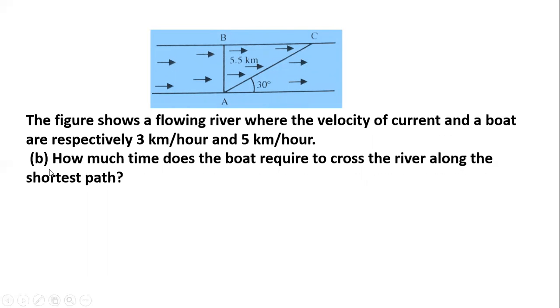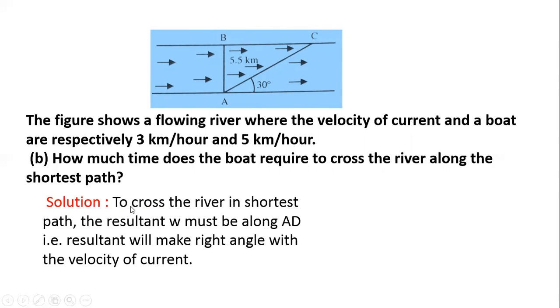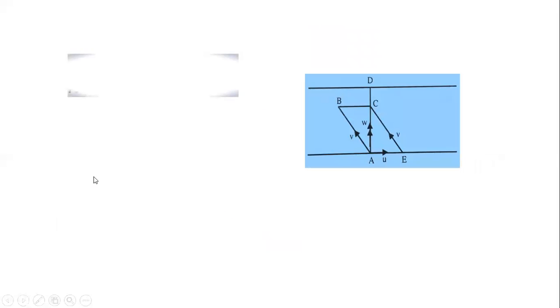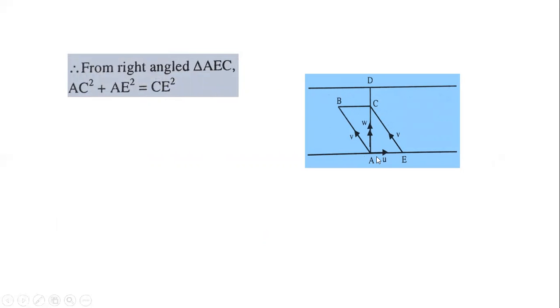Now we find how much time the boat requires to cross the river along the shortest path. To cross the river by the shortest path, the resultant W must be along AD. The resultant will make a right angle with the velocity of the current. From right angle triangle AEC we get S square plus A square equal to C square, where we apply the Pythagoras theorem.